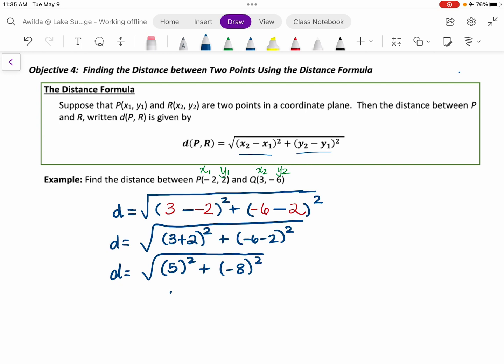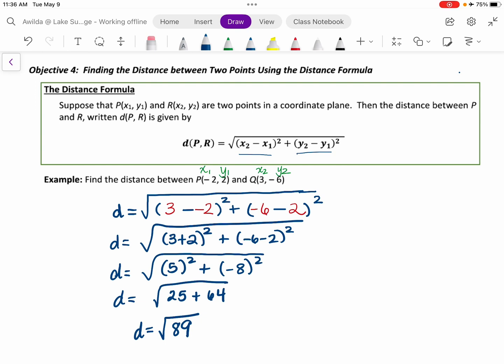5 squared is 25. -8 quantity squared is +64. Remember that when we're squaring a negative number, a negative times a negative gives us a positive product. Finally, we'll add 25 to 64, and that is going to give us, what, an 89? So the distance between these 2 points will be the square root of 89.